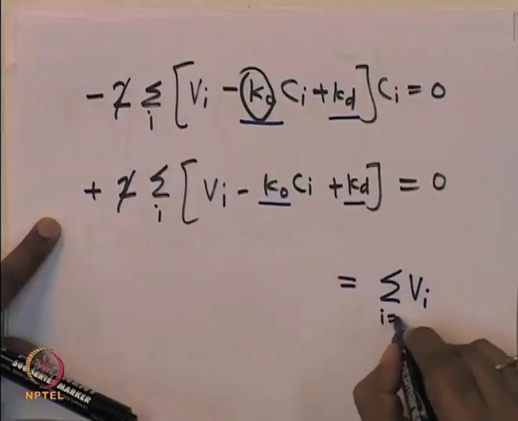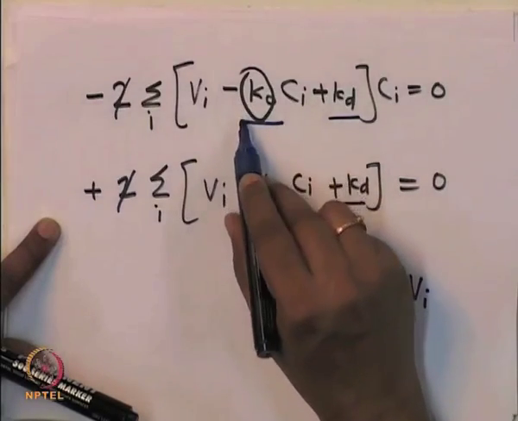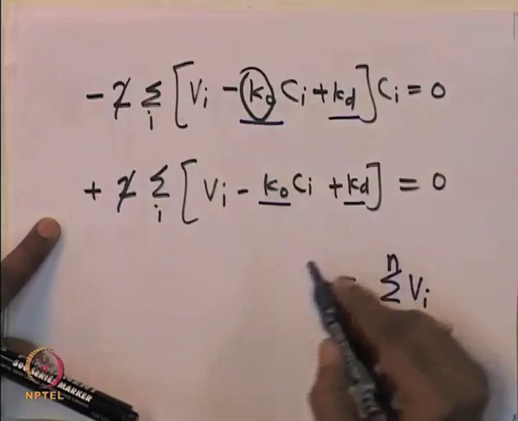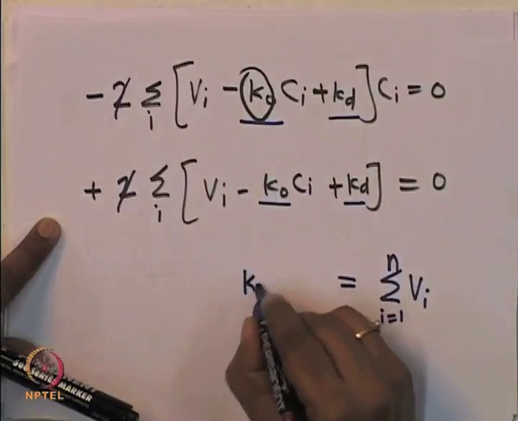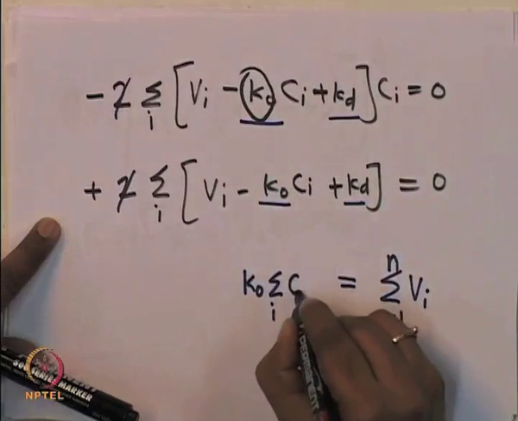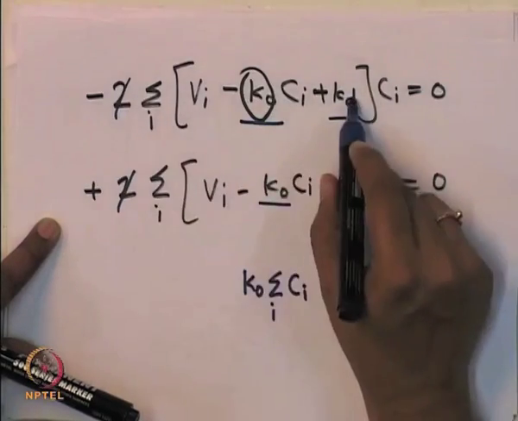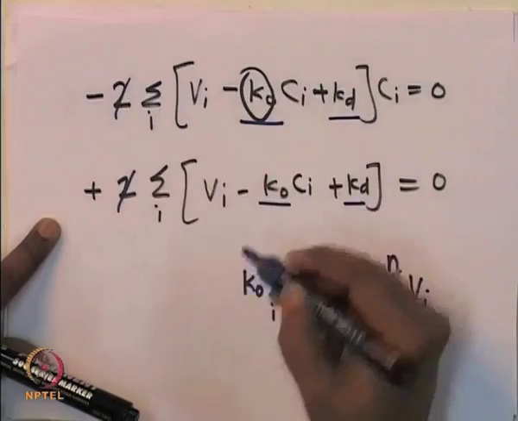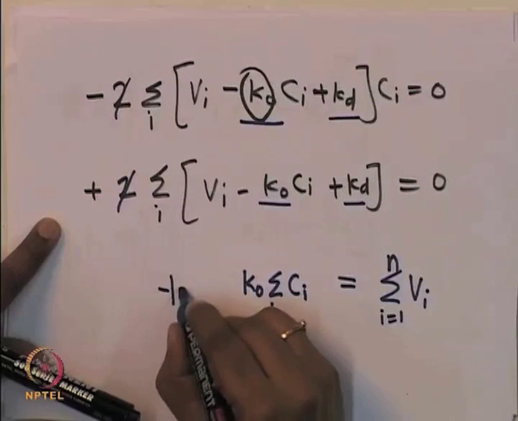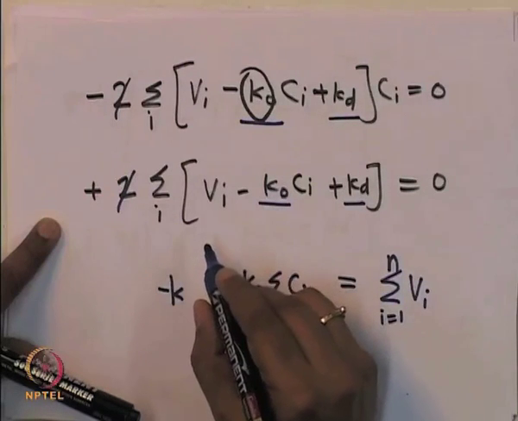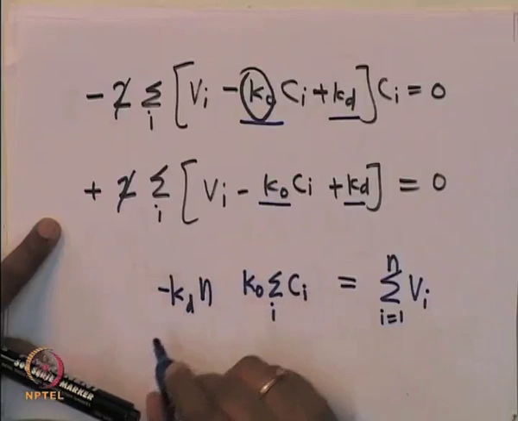Here I goes from 1 to n, and there is K 0 C I in this, with the minus sign. So there is K 0 into sum over I C I, and K D into sum over I, which is a sum over n terms. So the sum over I up to n is n. So we have minus K D times n.